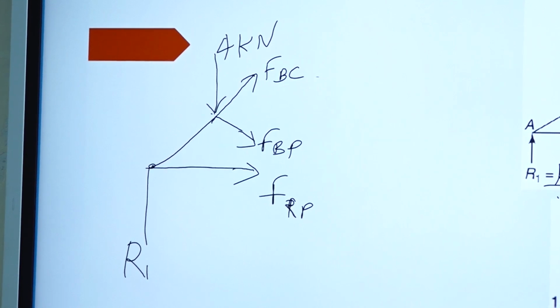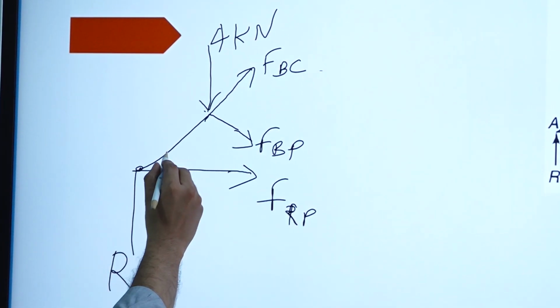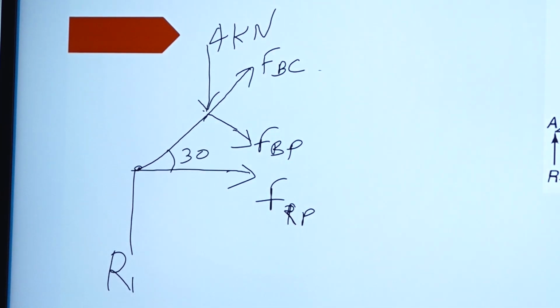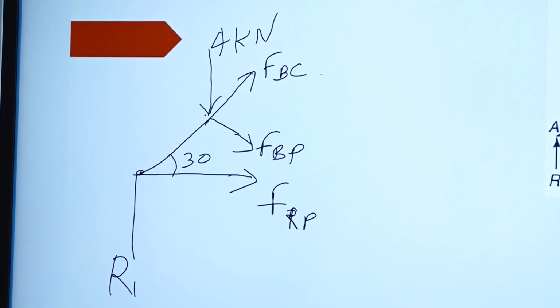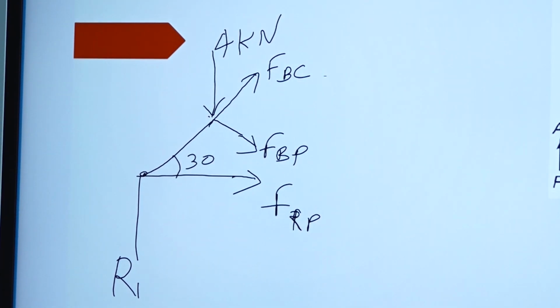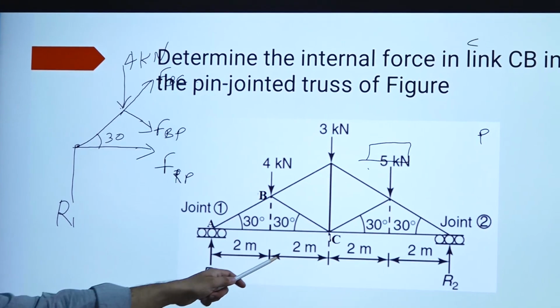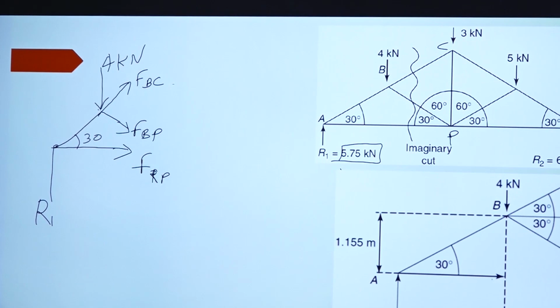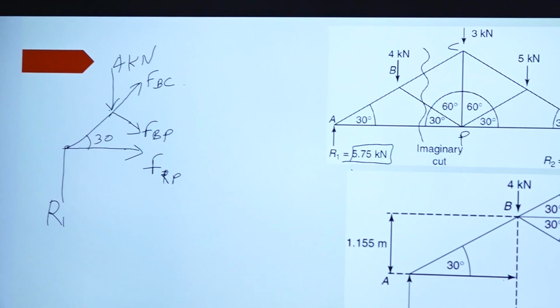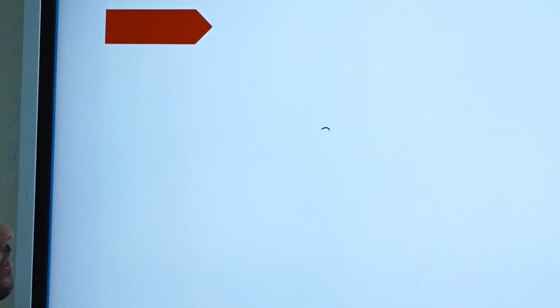How we are going to solve it? First we need to find out all the angles. This angle is 30. All the distances are also given: 2 meter, 2 meter, 2 meter, 2 meter. Let me make this diagram a little bigger, then it will be a little clearer, right?